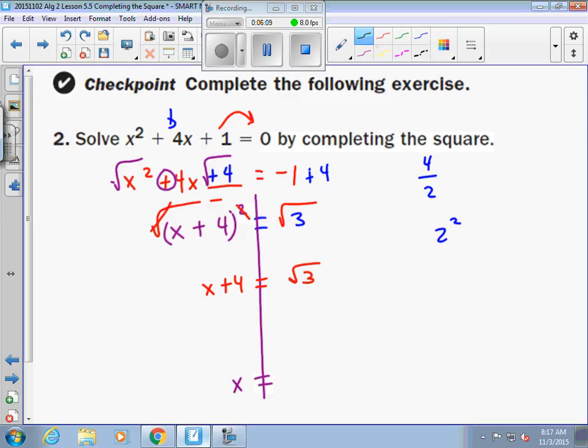Undo plus 4 for the last step by subtracting it. You subtract it there, subtract it here. Remember, those are not like terms. So x is equal to negative 4, that goes first, plus or minus the square root of 3.